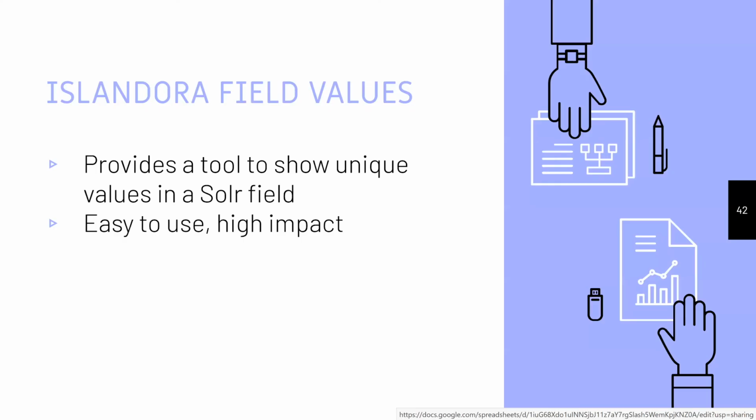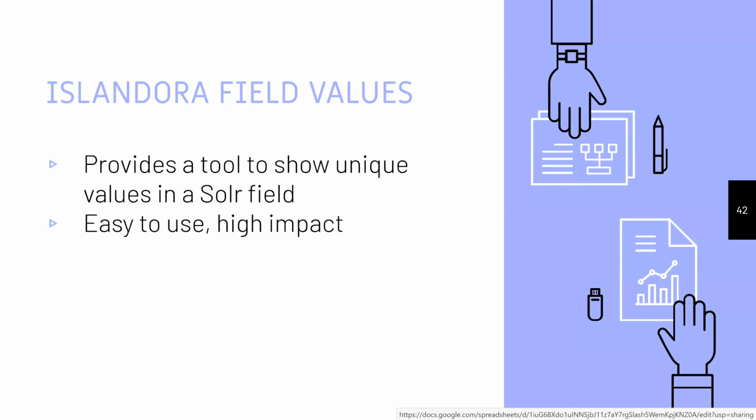Next tool, which I've already said a couple of things about prematurely, is Islandora Field Values. This is a tool that will let you identify a Solr field. When you identify the field, it then tells you all of the unique values in that field and how many times they occur. It also links to a Solr query where you can see the results, so you can actually see the records that have the value that's linked.